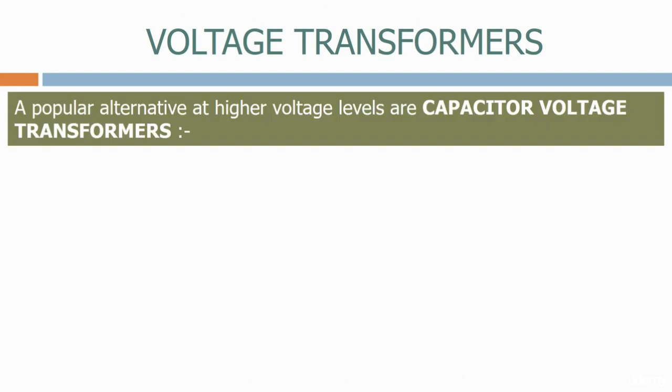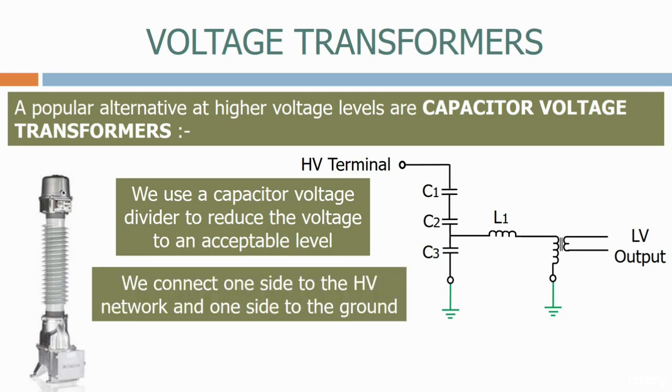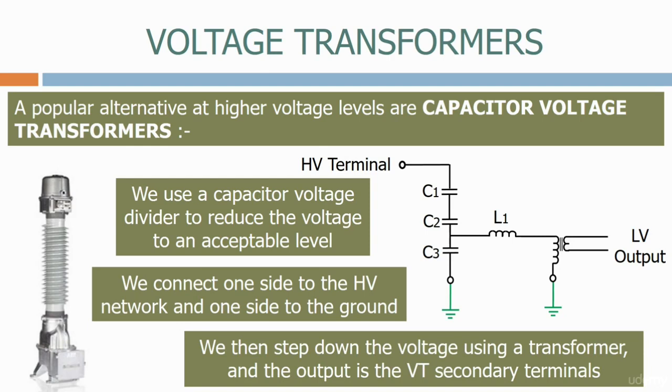A popular alternative at high voltage levels are capacitor voltage transformers. We use a capacitor voltage divider to reduce the voltage to an acceptable level. We connect one side to the HV network and one side to the ground. We then step down the voltage using a transformer, and the output is the VT secondary terminals.